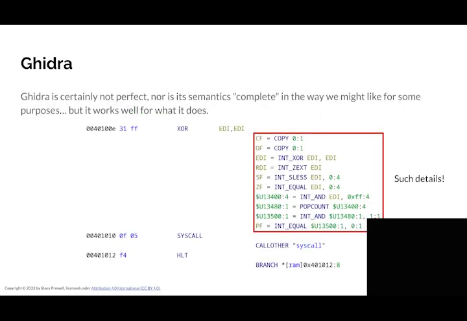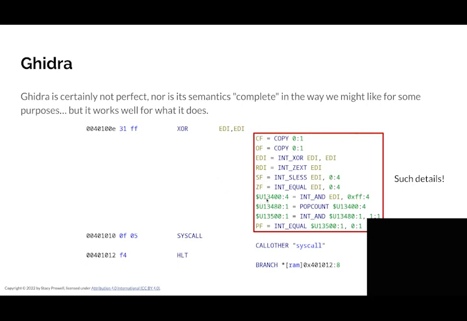There's some sequentiality in these. Ghidra is not perfect, nor is its semantics complete in a way we would like it to be. But it works well for what Ghidra needs it to do. So for example, XOR EDI, that sets EDI to 0. Done. That's all I need to know, right? Well, there's a whole bunch of other stuff. Ghidra provides all kinds of details here. The flags, all this stuff.